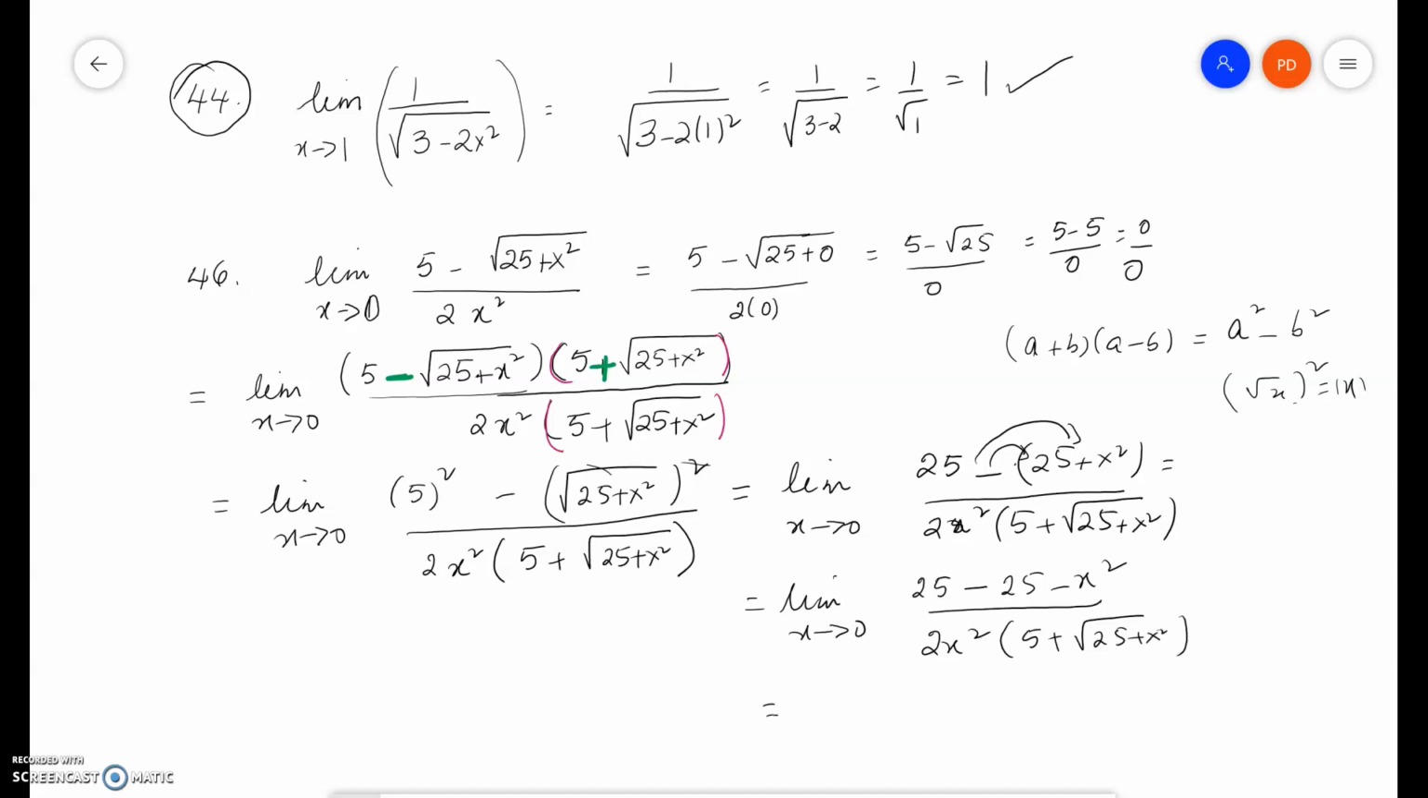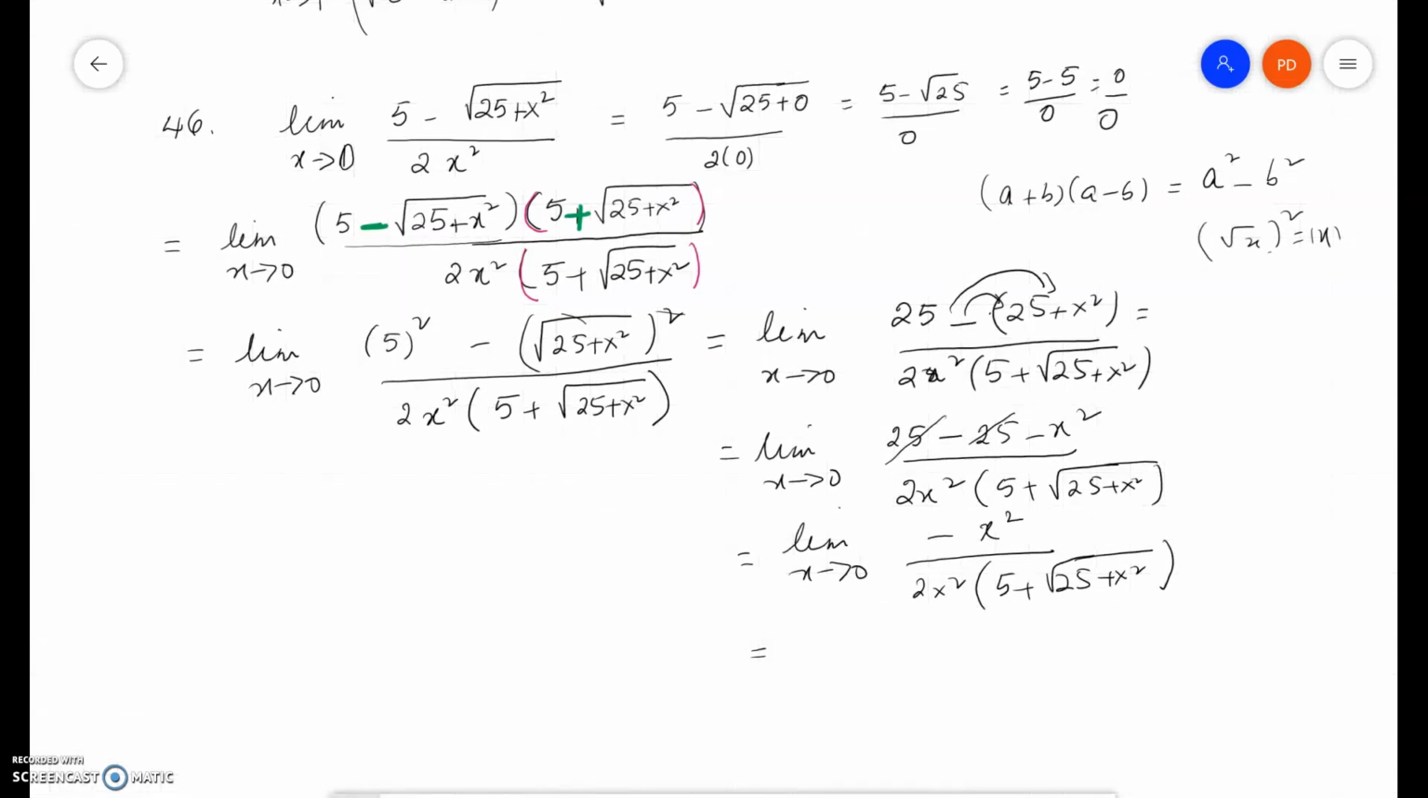So this is equal to the limit as x approaches 0. 25 minus 25 is cancelled, negative x squared divided by 2x squared times 5 plus radical 25 plus x squared, close parentheses, and this is equal to the limit as x approaches 0. Now cancel the x squareds. You have -1 in the numerator over 2 times 5 plus radical 25 plus x squared.